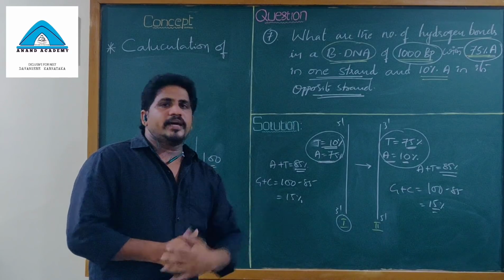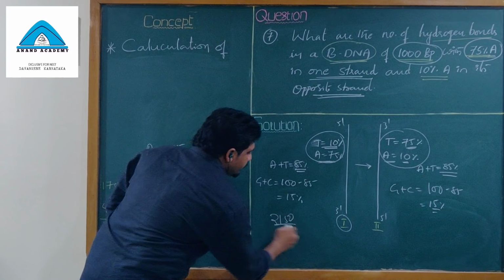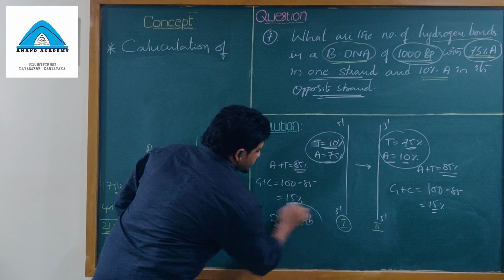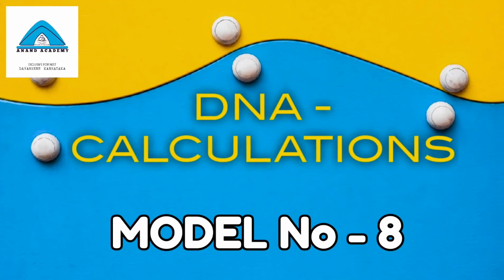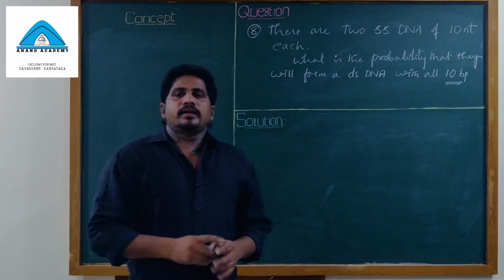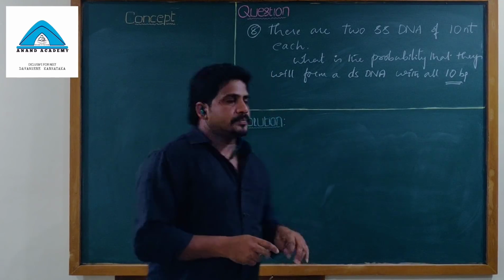Okay, let us try another model. So what is the answer for this? 2150 hydrogen bonds are present according to that data. Clear? Let us see another model. This is the last model in this session.